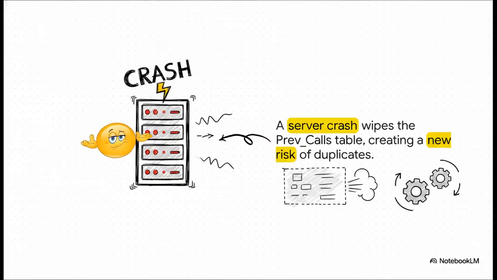But wait, just when you think you've got it all figured out, there's another way things can fail. What if the server crashes after it runs the function, but before the client gets the reply? When that server reboots, its prev_calls table, which was just in memory, is completely gone. So if the client resends the request, the brand new server has no idea it's a duplicate and will happily run the function all over again.